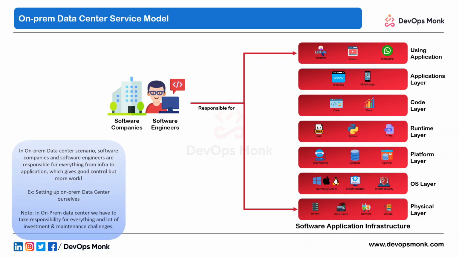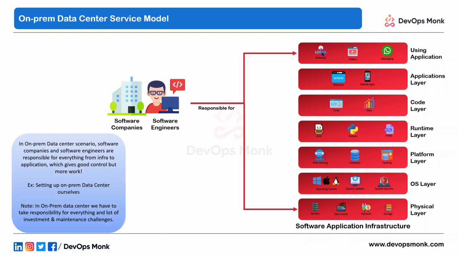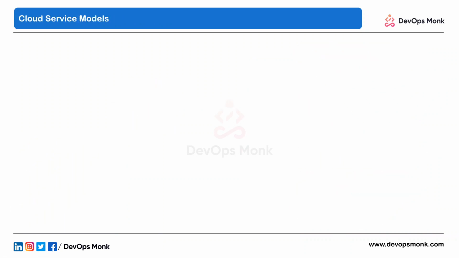In an on-premise data center scenario, software companies and engineers have to handle everything from the infrastructure to the application layers. But keep in mind, while you have more work to do in setting up a data center, you also have more control. But by using cloud computing, as we discussed in our last video, some of the responsibilities for these software application layers are taken care of by cloud service providers. These cloud service models show how flexible cloud service providers can be when giving us those services, which we will look at now. There are mainly three types of cloud service models.